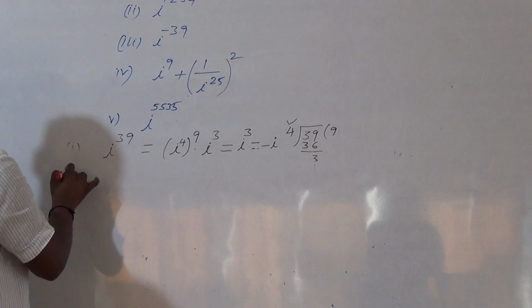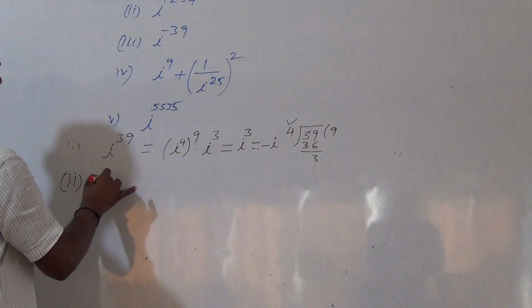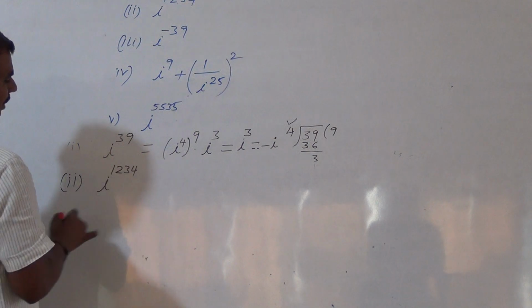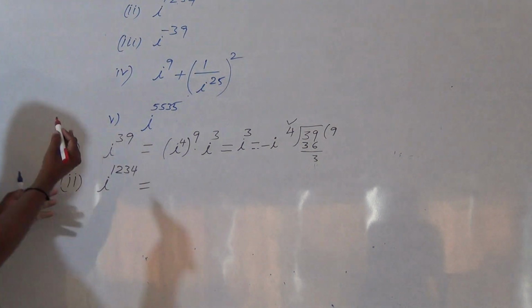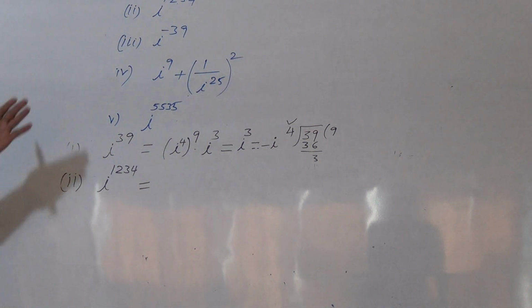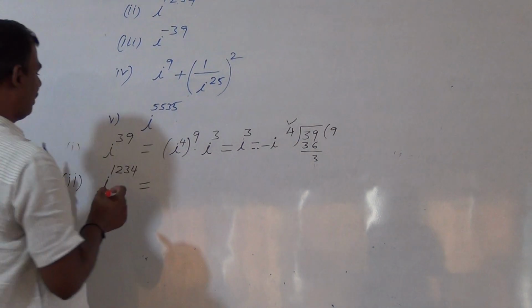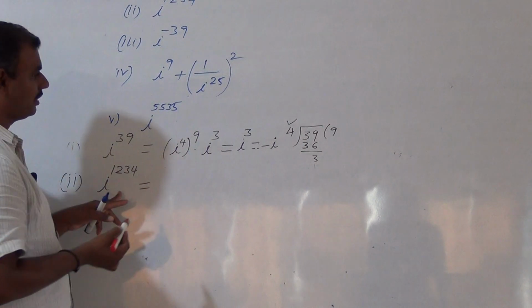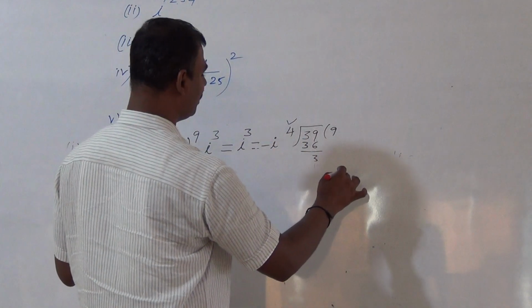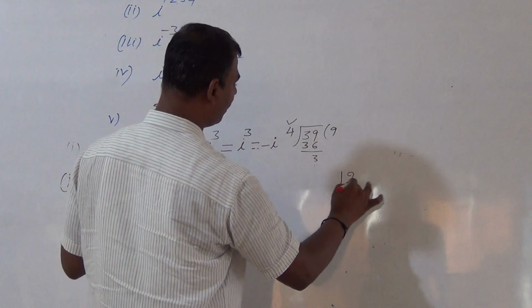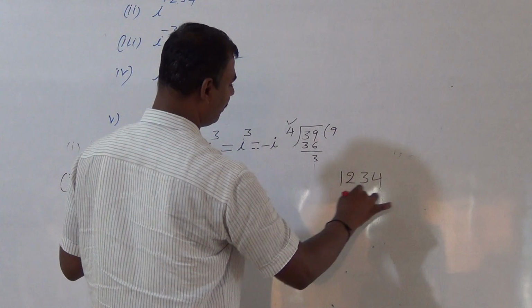Second question we have to see: iota raised to 1, 2, 3, 4. One big number I have taken like this. You also do it like this, some examples. You take your own numbers and do like this. Iota raised to 1, 2, 3, 4. Just follow this method without second thought. There is no use of any second thought.